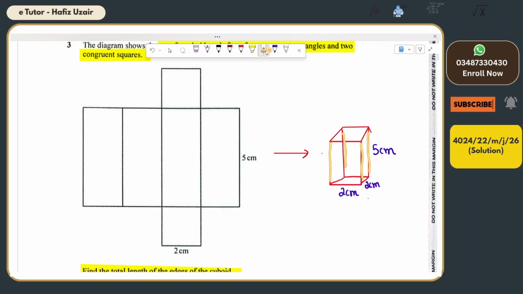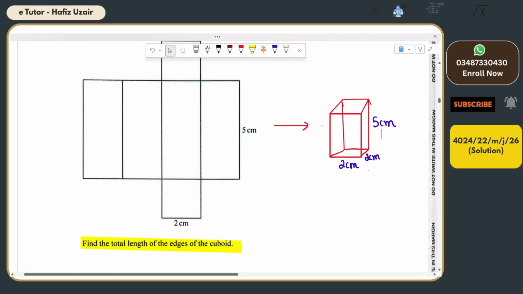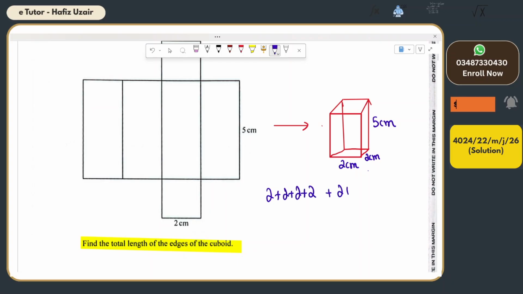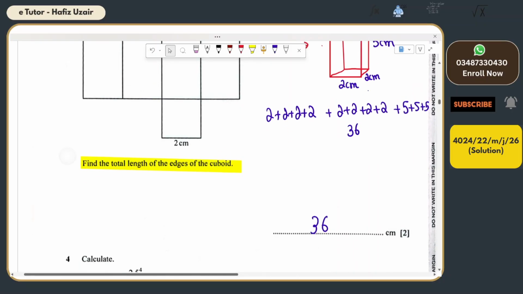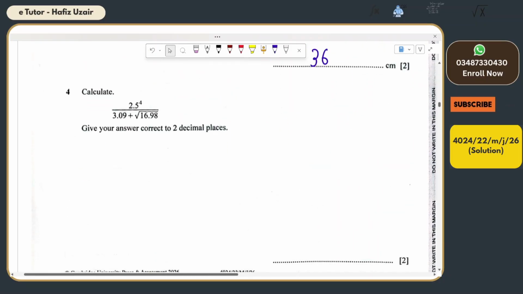And these vertical edges, these 4 edges, are of 5 centimeter. Now you just need 2 plus 2 plus 2 plus 2 plus 2 plus 2 plus 2 plus 2 plus 5 plus 5 plus 5 plus 5. So this will produce 36. So now the answer will be 36. I have already written it over here.